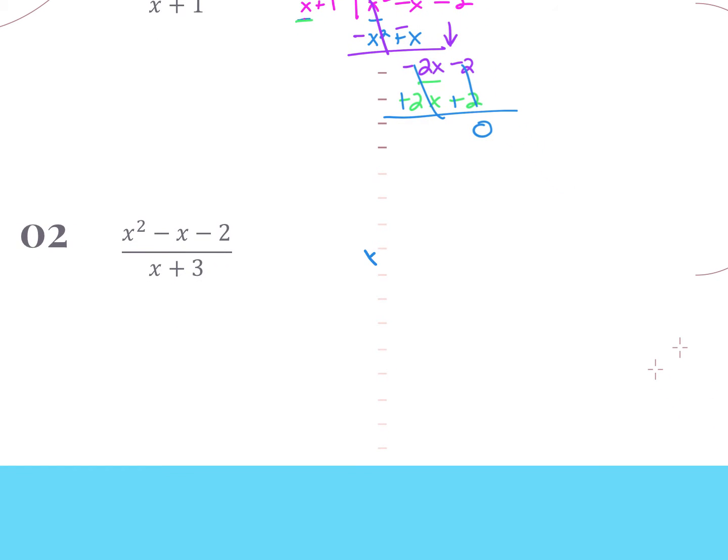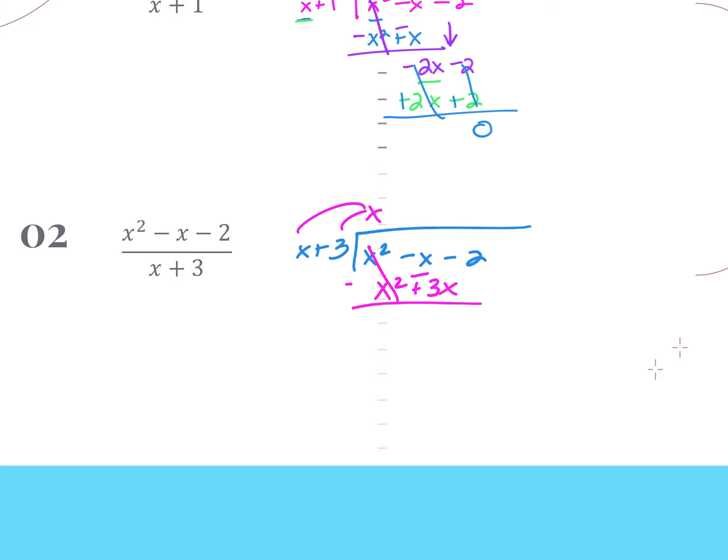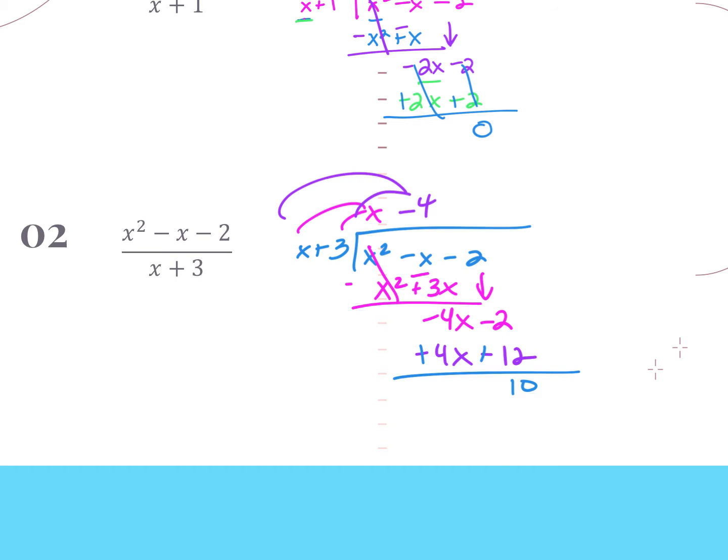Okay, the next one, again, in decreasing degree order. Divide first into first, and it's x again. Multiply on the outside, x squared plus 3x. Change your signs. These cancel, negative 4x. Bring down the minus 2. And then this would be negative 4. Repeat that process. Change your signs. And this time we get a remainder. So I would write this as x minus 4 plus 10 over x plus 3.